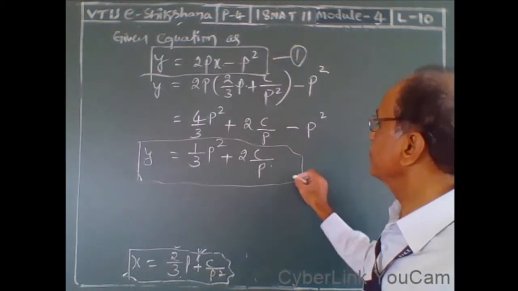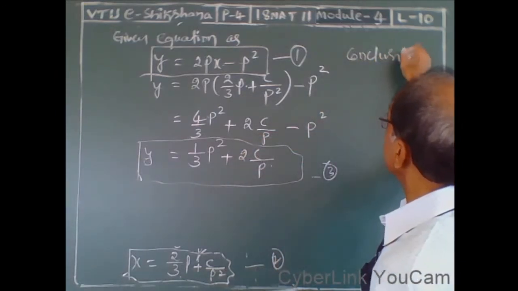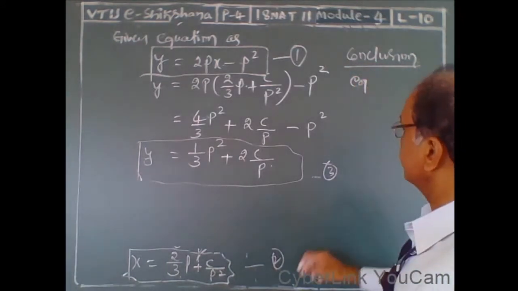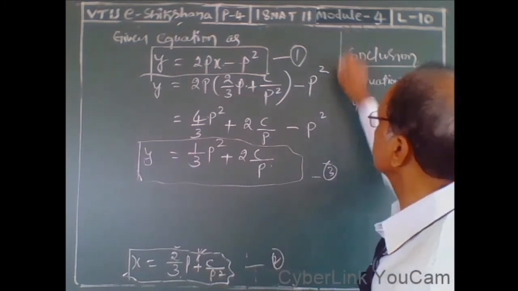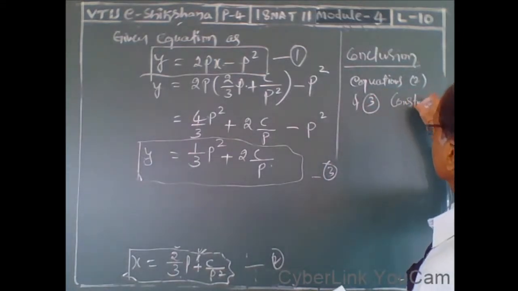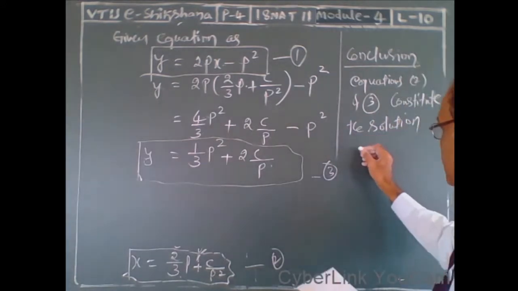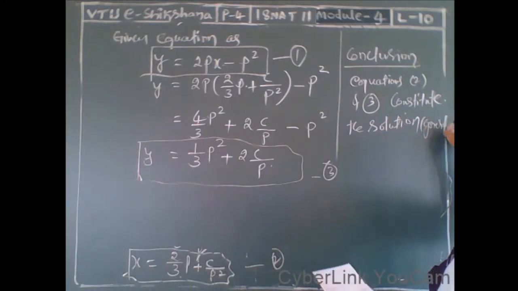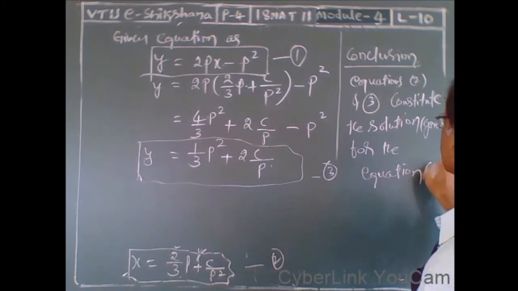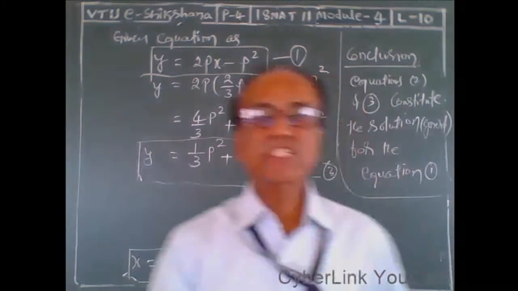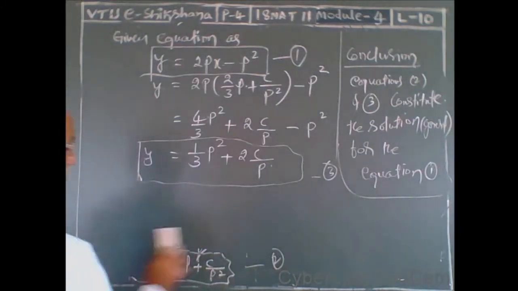For example, if this is 1 and this is 2 and this is 3, so your conclusion: equations 2 and 3 constitute the general solution for equation 1. Hence we declare that it itself will be the solution. Similarly, let me take another example to solve the differential equation.